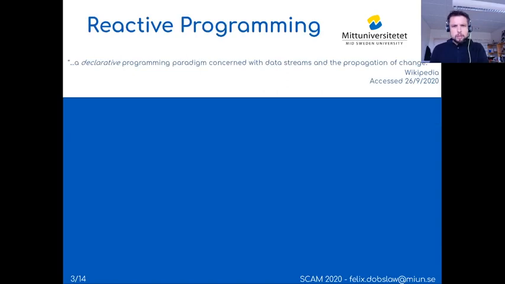Two things to note about reactive programming. It's a declarative programming paradigm, which means that it's focusing on describing what you want to achieve with the code, as opposed to how you want to achieve it. And it's focusing on data streams. So instead of focusing on static data structures as in object-oriented programming, for instance, we're looking at more dynamic data structures.